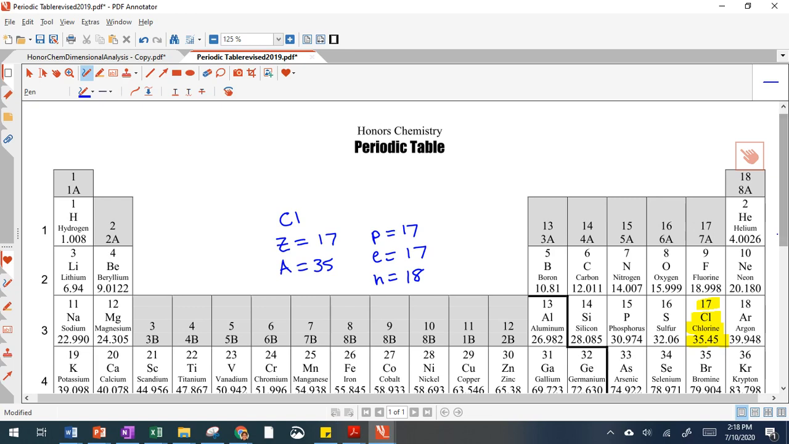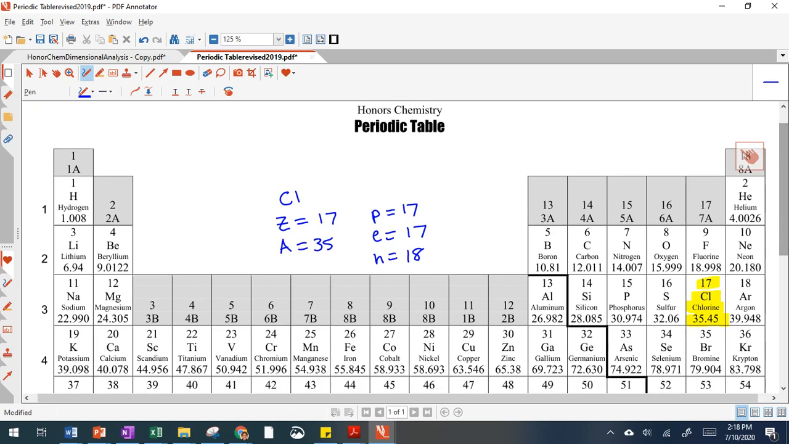Likewise, if we look at copper, so let's go down a little bit. Here we have copper. Okay, so copper has an atomic number, or a Z, of 29. It has a mass number, A, of 64. And then we're going to calculate the number of protons. It's going to be 29. Electrons is also 29. Neutrons is going to be 64 minus 29, which will be 35.